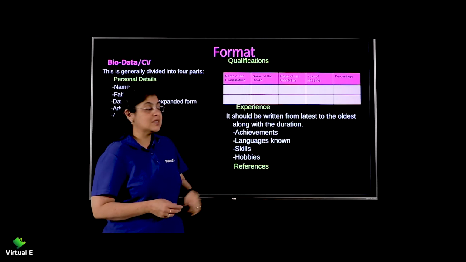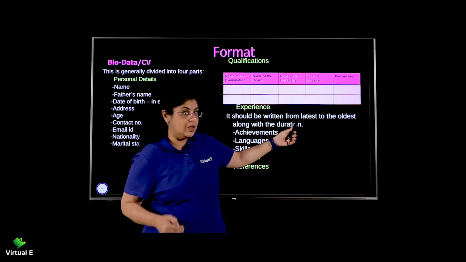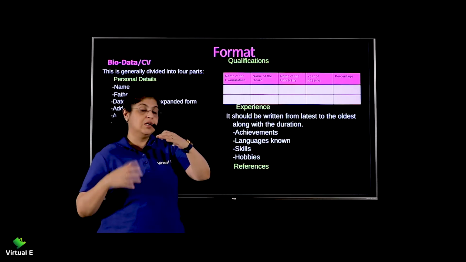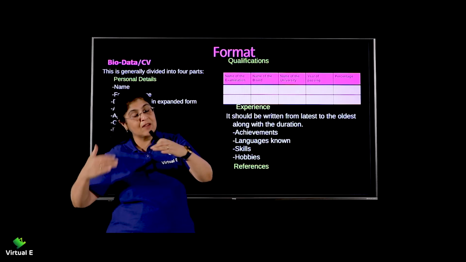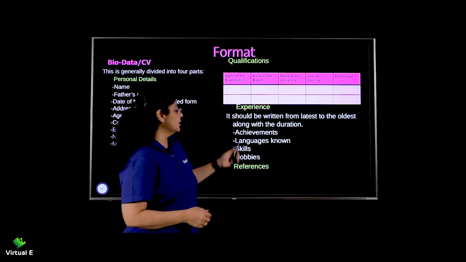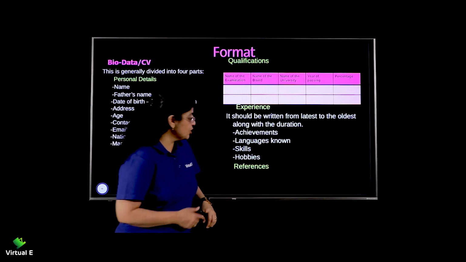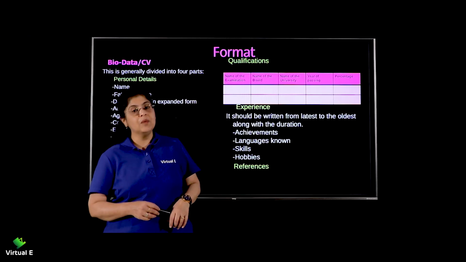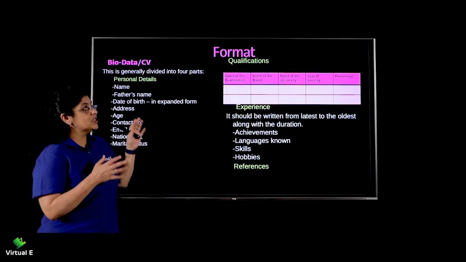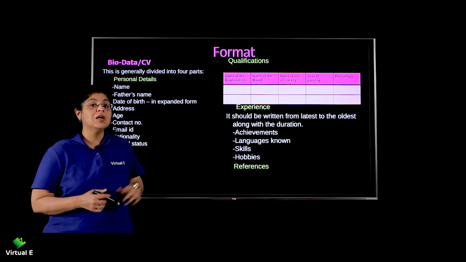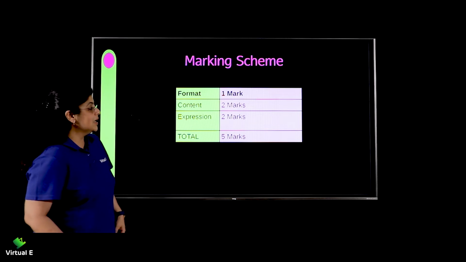Your experience. Now that should be written from the latest to the oldest. So you have to go in that order. Latest, currently, last, what you did, then before that, then before that. So you have to go in the descending order, along with the duration, achievements, languages known, skills, hobbies and references. Now this is all a part of your biodata. You have to make sure that you have all of it.